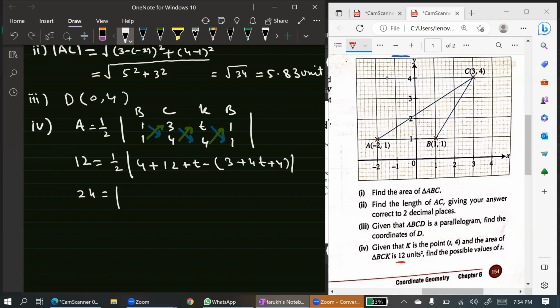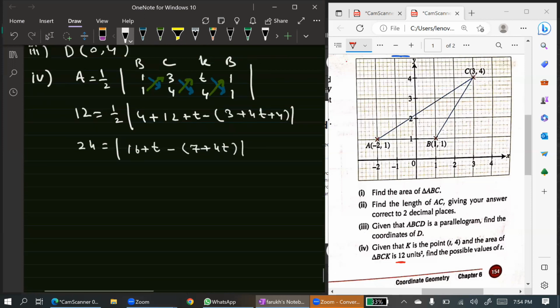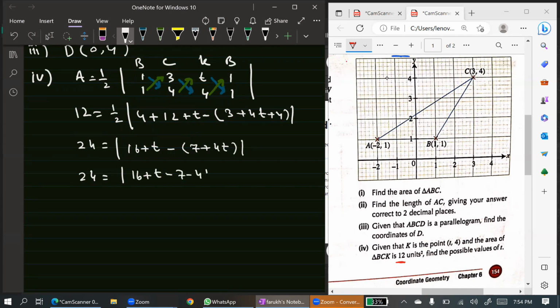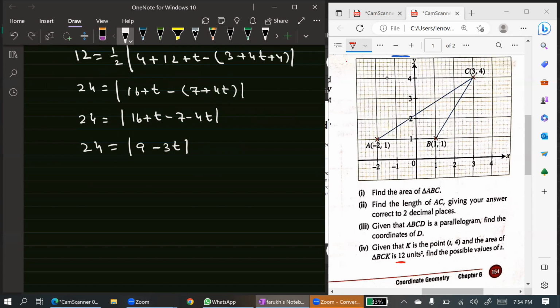24 is equal to 16 plus t minus 7 plus 4t. 24 is equal to 9 minus 3t over 4. These straight lines are known as modulus.